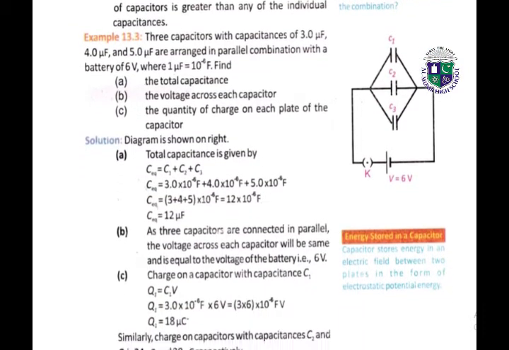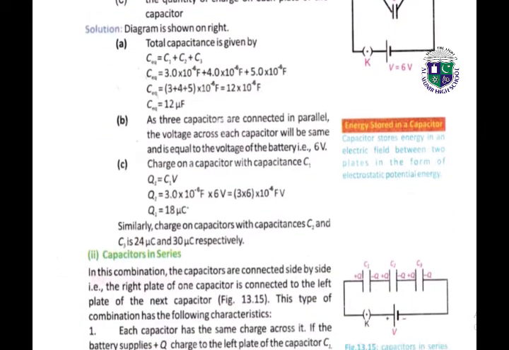Now example number 13.3, look at the statement of example 13.3. Three capacitors with capacitances of 3.0 microfarad, 4.0 microfarad and 5.0 microfarad are arranged in parallel combination with a battery of 6 volts, where 1 microfarad is equal to 10 to the power minus 6 farad. Find the total capacitance and also find the voltage across each capacitor. Also find the quantity of charge on each plate of the capacitor. So this figure shows the statement of example 13.3, and the diagram is on the right hand side.